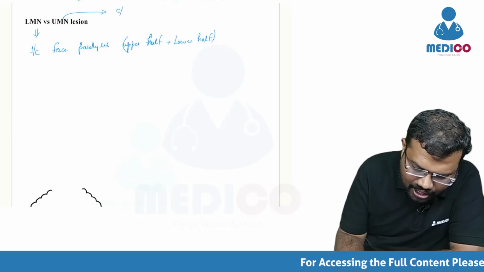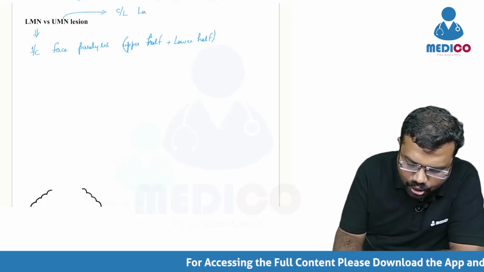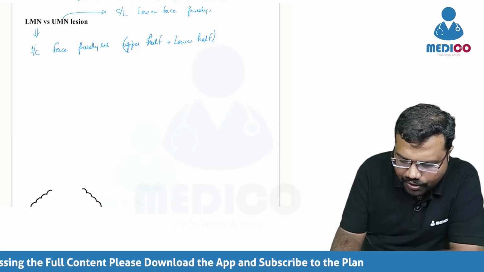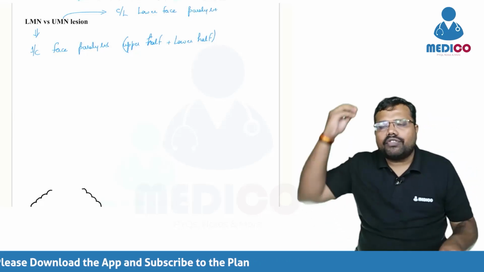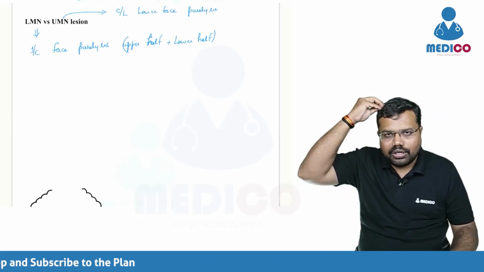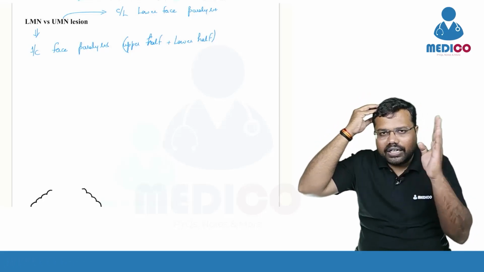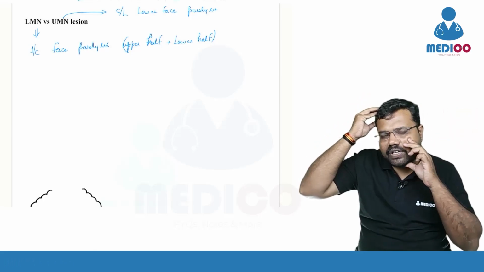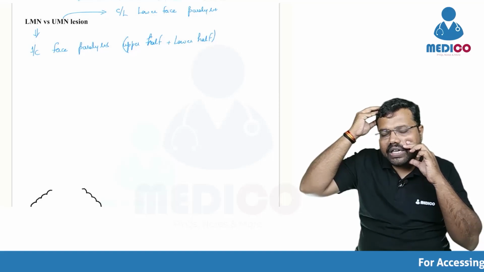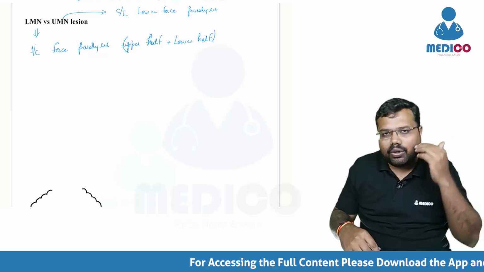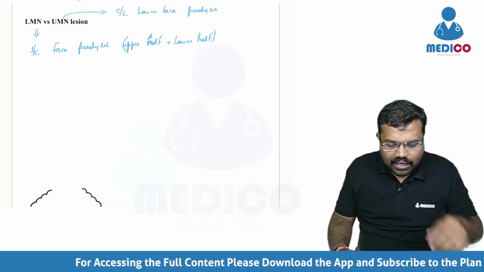The effect is contralateral lower face paralysis. Only the lower face paralysis will be present. For example, if there is a right side upper motor neuron lesion for the facial nerve, then contralateral is left, and lower half means this one. So the left lower part will get paralyzed. Only this area of the muscles will get paralyzed, but not the upper and lower halves. Only the lower half, contralateral.